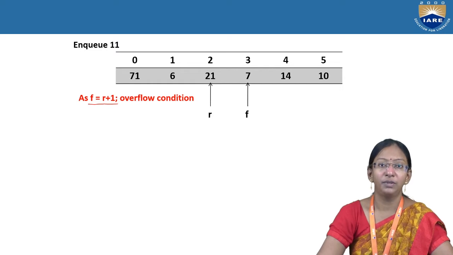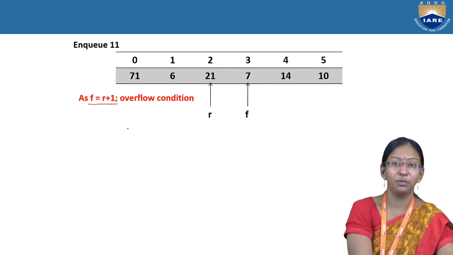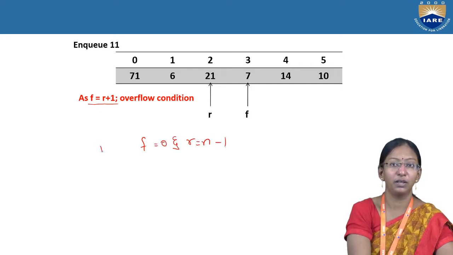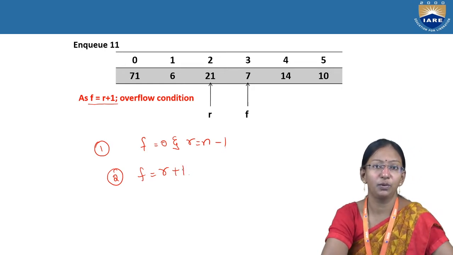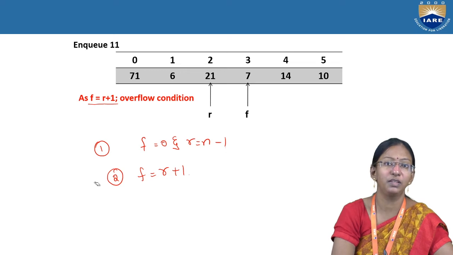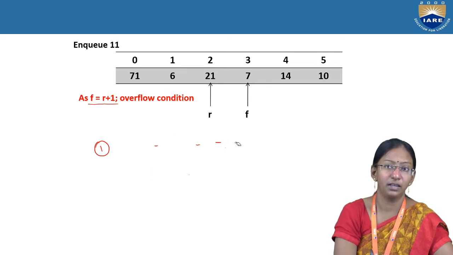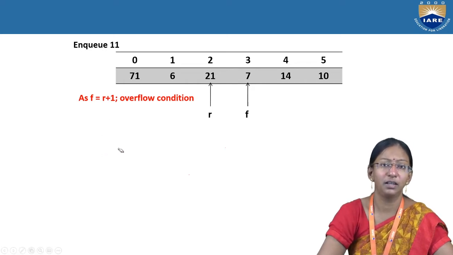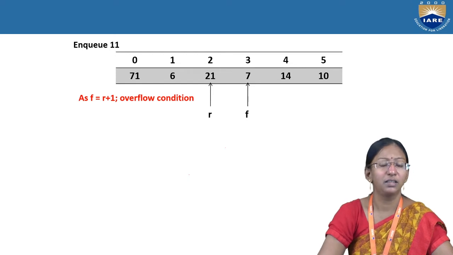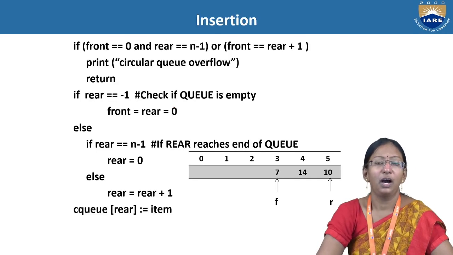So, there are many conditions which you need to check. One is we cannot see. That means the cumulative overflow conditions are: if F is equal to 0 and R is pointing to n-1, that is one case when the overflow condition arises, and the second is when front is equal to rear plus 1. If any one of these conditions is true, then we can say that an overflow condition has occurred, and insertion is not possible. Okay, I hope you understood that.